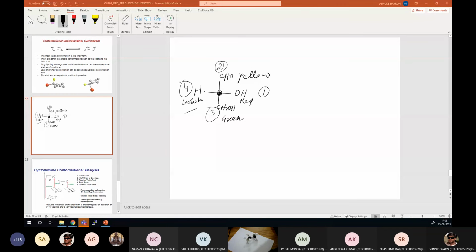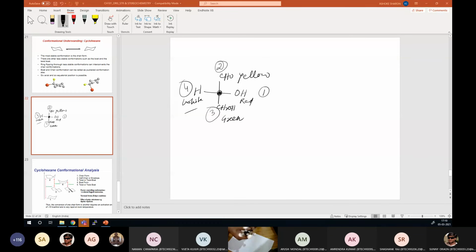What is the name of this molecule? Now let's see, I can rotate this one. Just take an example. Take any 4 atoms: 1, this hydrogen; 2, carbon; backside carbon, 3; this hydrogen, 4. So just consider only these 4 atoms. 1, 2, 3, 4.